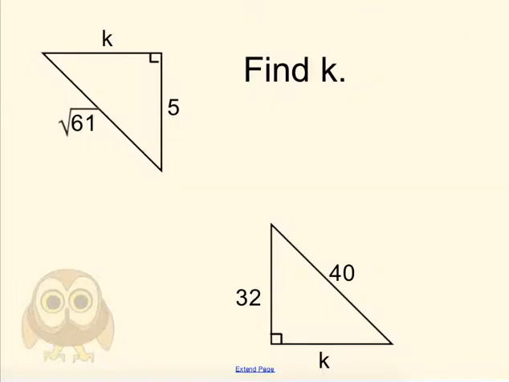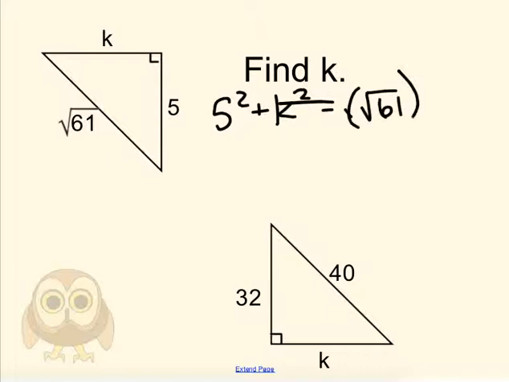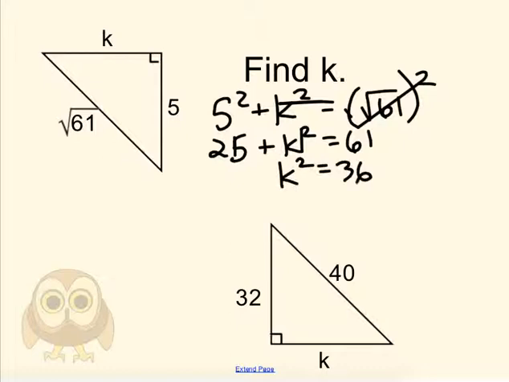All right, let's try to find k here. In this case, we're missing a leg, so I'm going to do 5 squared plus k squared equals the square root of 61 squared. I multiply it out, I get 25 plus k squared equals, well, square rooting and squaring end up canceling each other out, and we just get 61. I subtract 25 and get k squared is equal to 36. So taking the square root, I see that k is equal to 6.